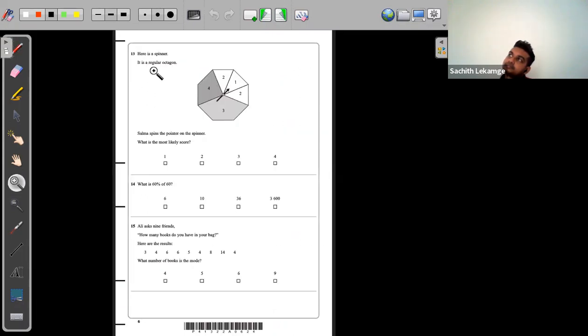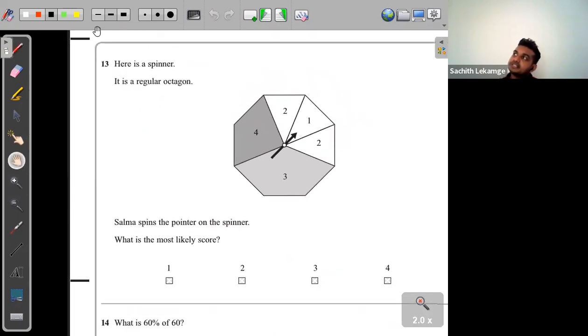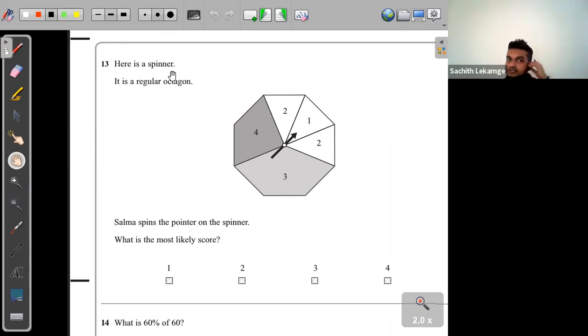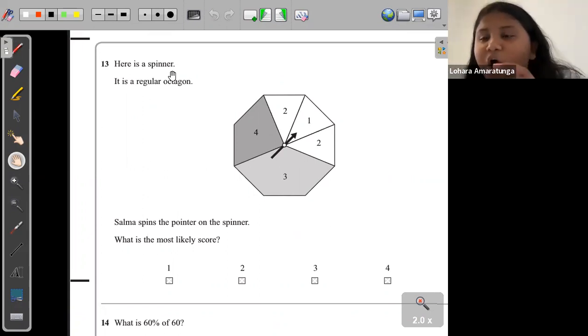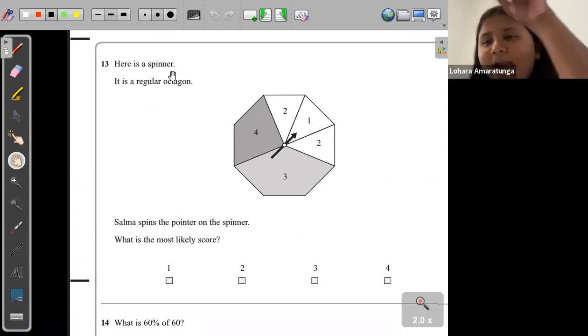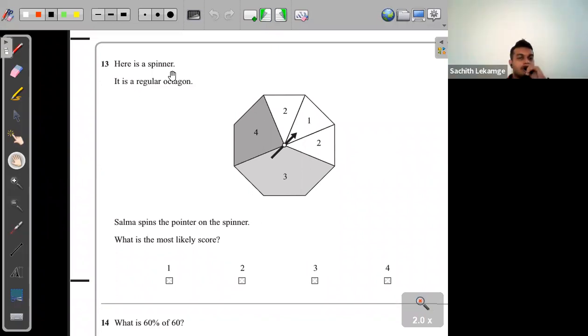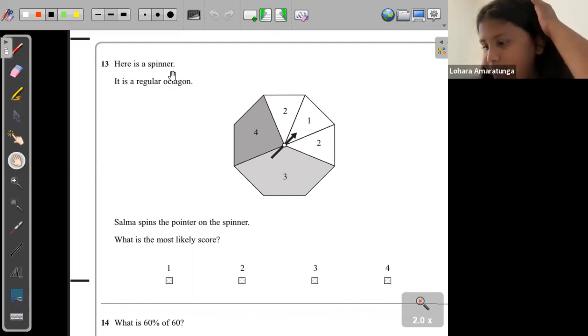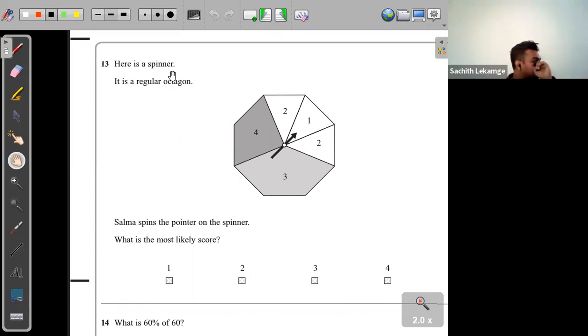Question number 13. Here is a spinner. It is a regular octagon. What does regular octagon mean? Why is the word regular there? It's regular because all the sides are equal and all the angles are equal. I got one answer. I need some answers from you guys. What is the meaning of regular?